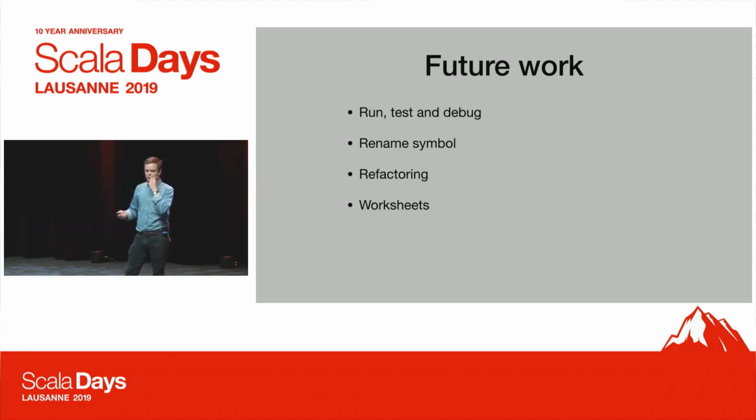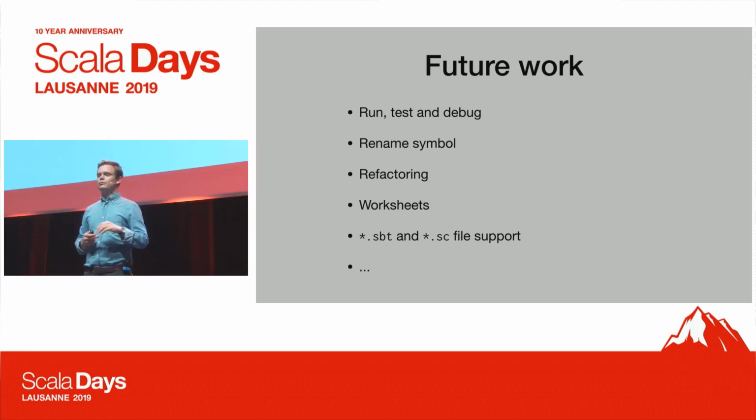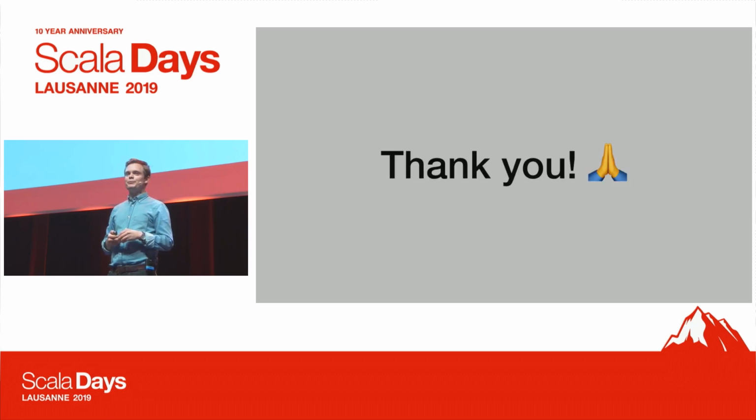Worksheets, I think, would be fantastic to have if you could just open up a file and see the values inline, what they are, as you're just learning a new API. And I would estimate this is not even that hard to add with our current infrastructure. And it's pretty much the same thing for sbt and Scala script files. So probably 100 other features that could be added. But these are the highlighting ones that I think are most exciting. Thank you.